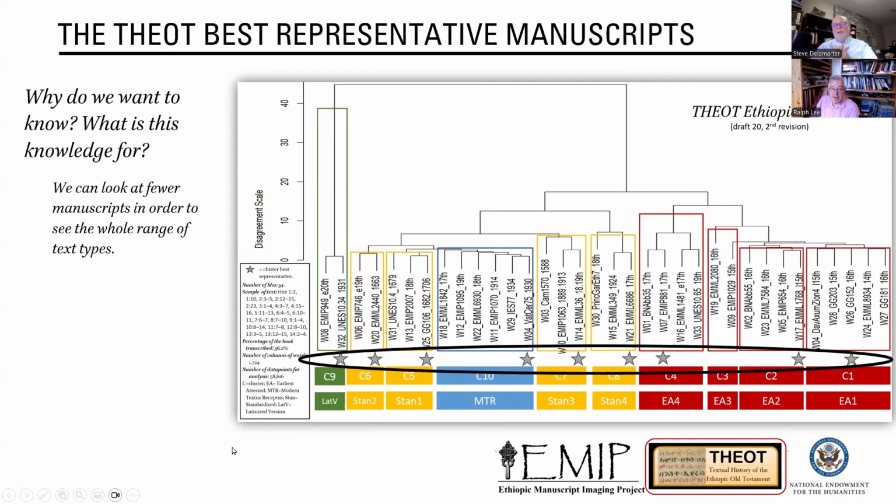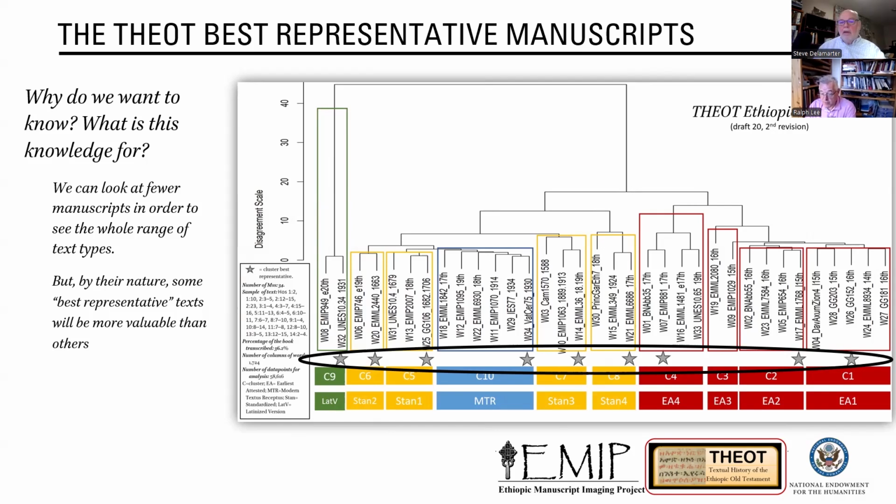Yeah, so why do we want to know this and what is it for? Again, the background is always that we're trying to tell the story, narrate the history of the text. And this tool allows us to look at a smaller set of manuscripts in order to see still the complete range of text types. Yeah, and that means that in the book of Hosea, in the end, instead of having to look at all 34 manuscripts, we can narrow it down to just these few and see the full range of options given to us. Yeah, and we need to understand that by their nature, some best representative texts will be more valuable than others, and that's a part of the process of making the choice that we'll explain.